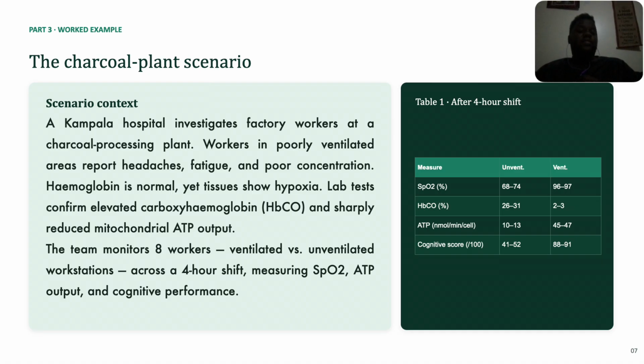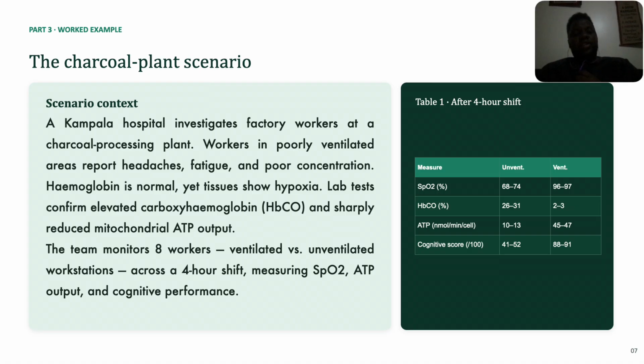And then they are saying poor concentration. Okay, does this mean this lack of oxygen is also affecting their ability to concentrate because their brain is not having enough oxygen? Probably. They're saying hemoglobin is normal. Oh, okay. So these are not sicklers. These individuals do not have sickle cell anemia. Okay, that's good to know. They're saying, however, their tissues show hypoxia. Now, for those who don't know, hypoxia means deprivation of oxygen to a particular part of the body.